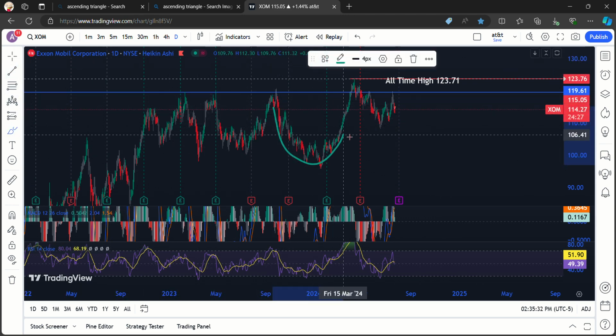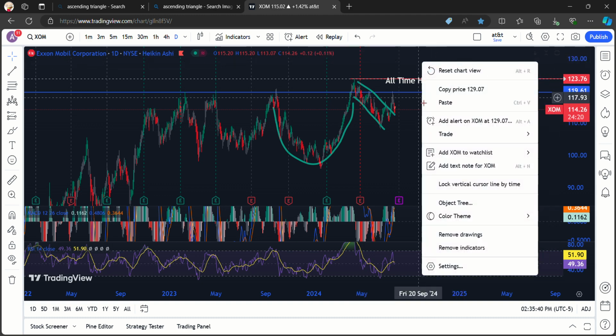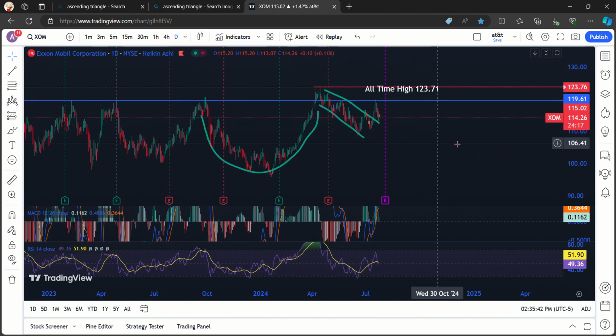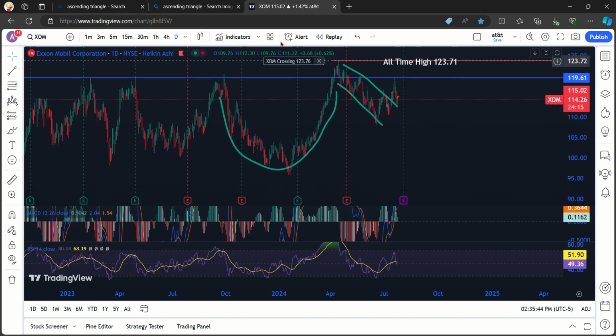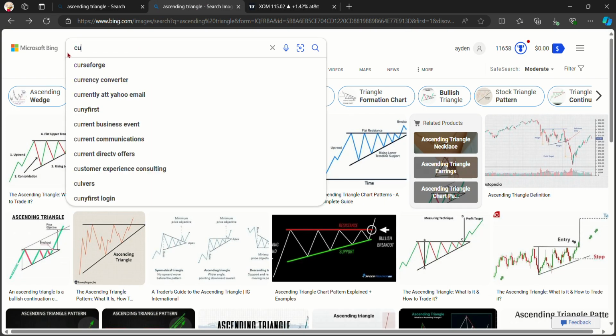So we got our cup here. We got our handle, and boom, just like that. Okay, just like that. This is a cup and handle. Now let me show you real quick. Cup and handle.